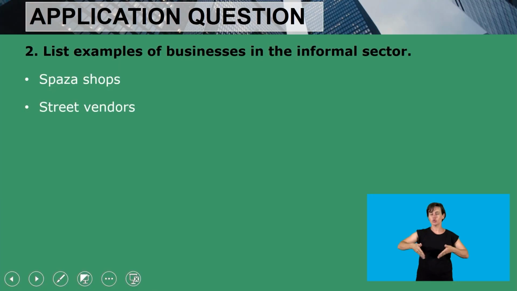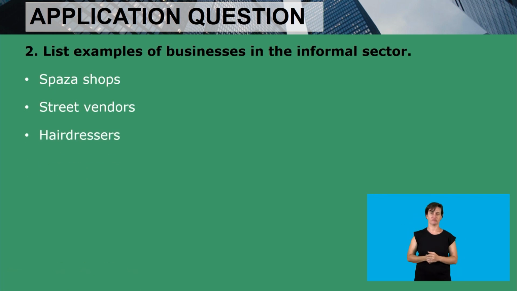So which are businesses that fall under the informal sector? Yes, it's our spaza shops. You saw that one. And moving on, we have our street vendors. Street vendors do not register with CIPC. They do not pay tax. So we find them under informal sectors.